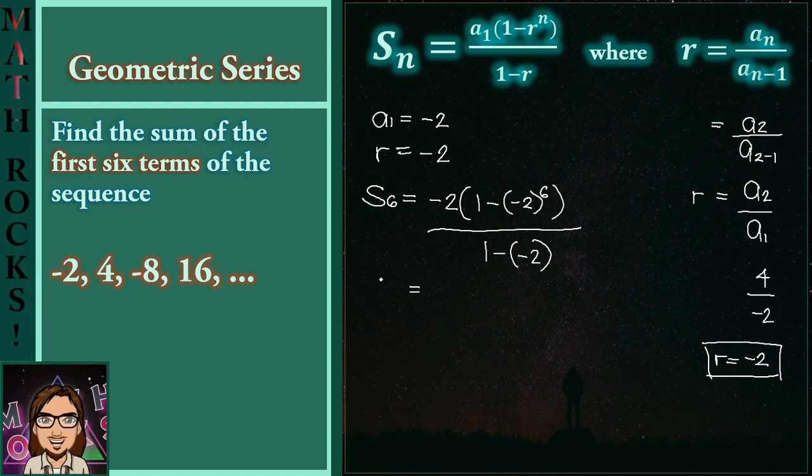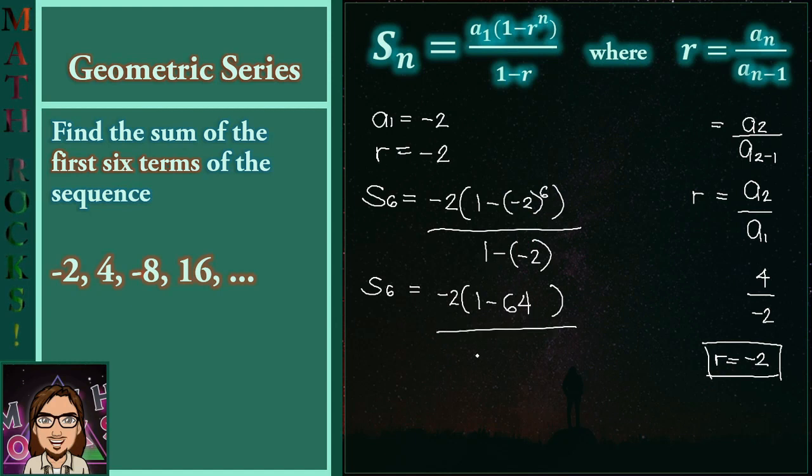Let us try to simplify this resulting equation. Starting here, our negative 2 is being raised to the positive 6, and that actually gives us a positive 64. Here we have 1 minus negative 2, which is 1 plus 2, and that actually gives us a total of 3. And this actually gives us negative 63.